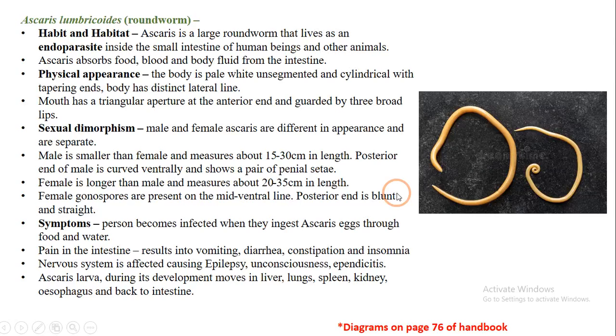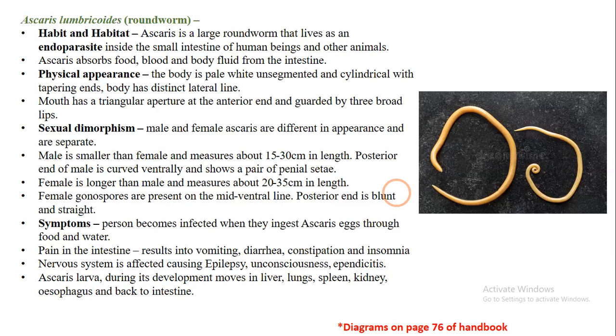The next specimen is Ascaris lumbricoides, which is also called the roundworm. And this roundworm lives in the small intestine of humans, or you can say it lives in the small intestine of other animals as well. So when we say it lives in the small intestine, it is an endoparasite. Okay, it will live in the small intestine, and it will absorb all the nutrition from the small intestine.